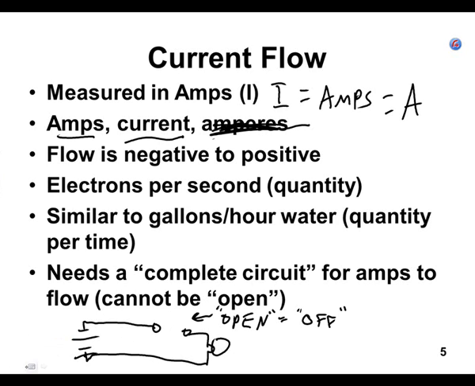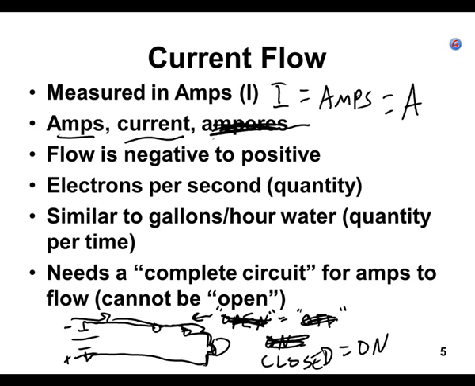So if I move this switch to the on position, that's now on, and that's now closed, and that equals on. So now I have a path for current to flow, as we've shown in previous slides. Now electrons can leave the negative side of the battery, and they have a path to travel to get back to the positive side. So amps won't flow, electrons won't move, if you pull the wires apart, or you cut the wires, or you open the switch. That way we can be in control of it.